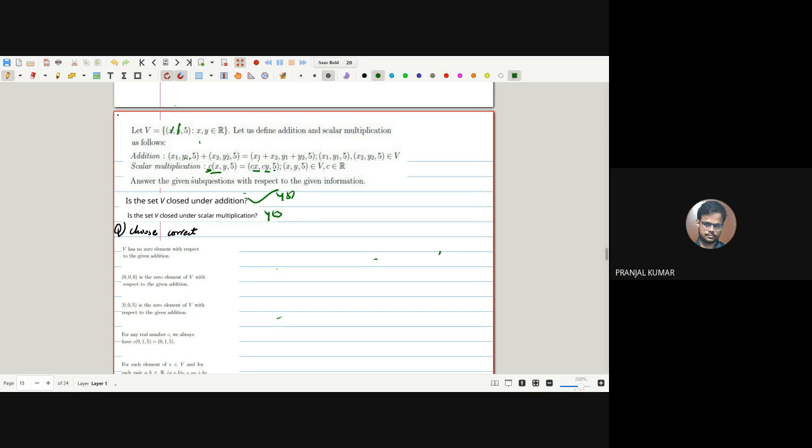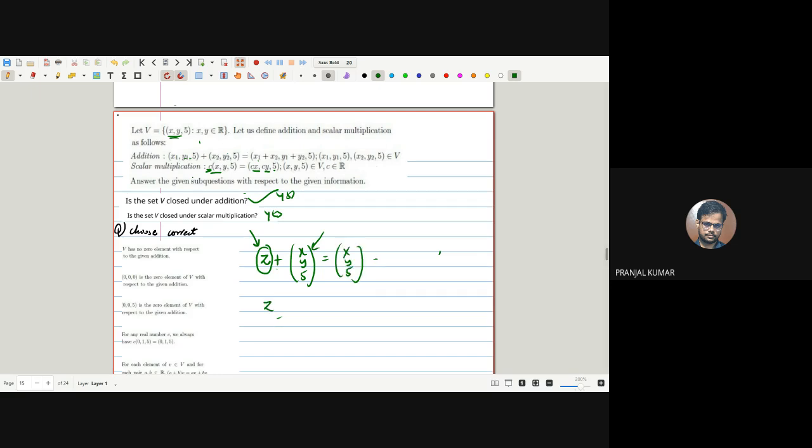See, first of all, do not assume that this zero element will be the (0, 0, 0) vector. It will be a characteristic of the given set, so you have to check. What you have to do is assume that z is a zero vector present in this set. Then take a general element (x, y, 5). This zero element should be such that on adding it to any vector from this set, it gives the same vector only, (x, y, 5).